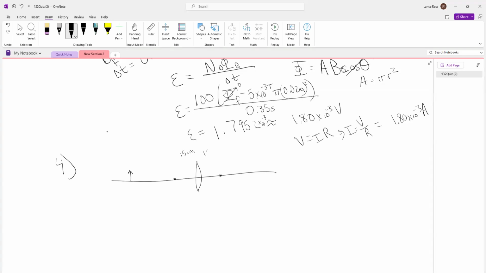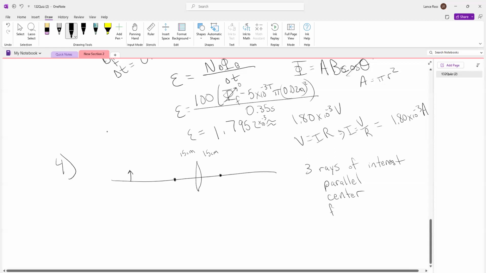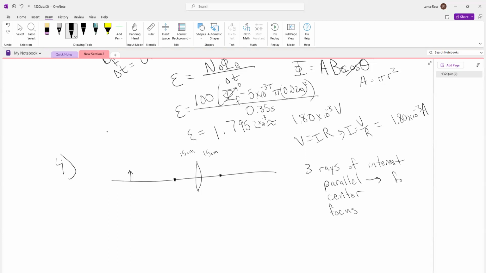Remember, when we're talking about lenses, not spherical mirrors, we get a focus on each side. And for lenses or mirrors, we have 3 rays of interest. We have parallel, center, and focus. So if we go in parallel, we come out through the focus. If we go in through the center, we go straight. If we go in through the focus, we come out parallel.